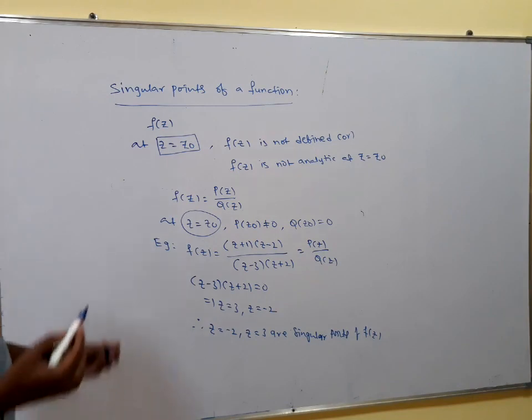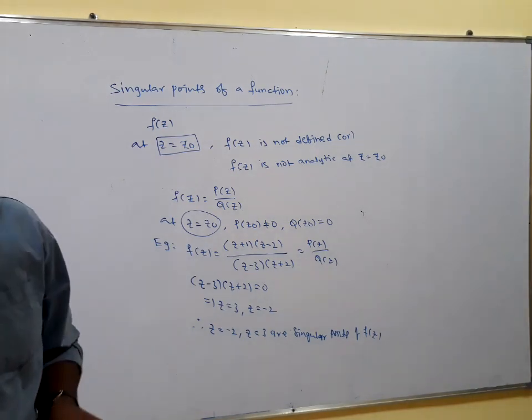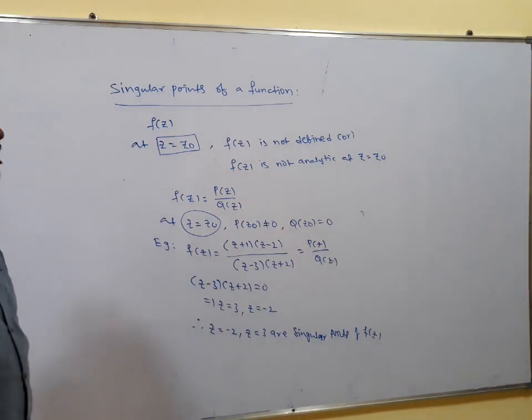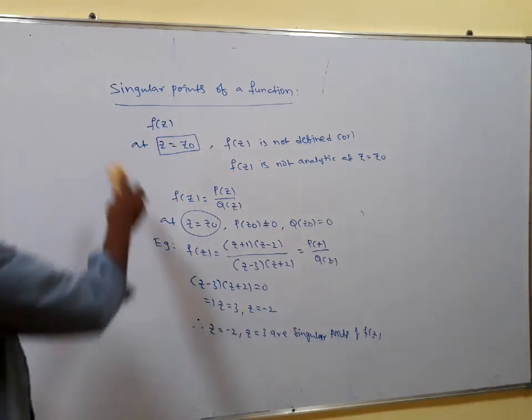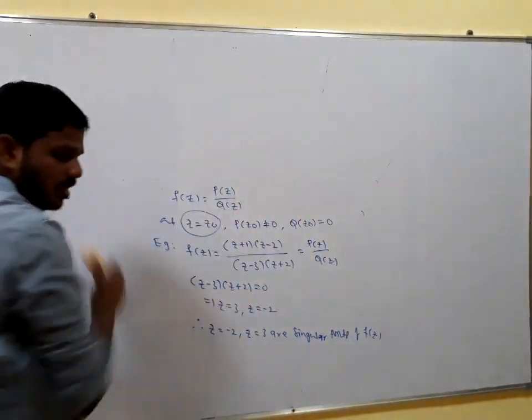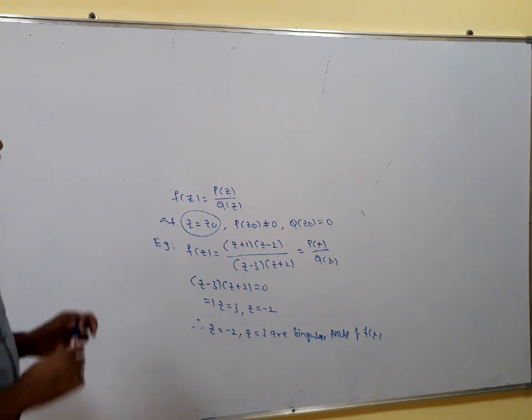Is it clear? The function is not defined or the function is not analytic, and we should concentrate on this one: the function is not analytic at z naught. We say that z naught is the singular point. Next, isolated singular point. The definition is very important. Isolated singular point.